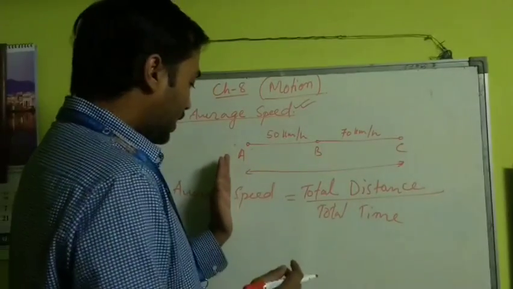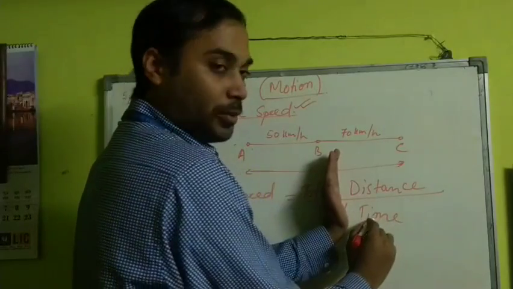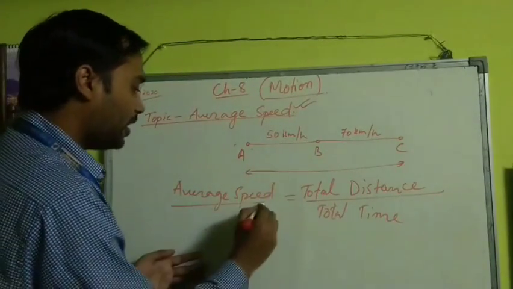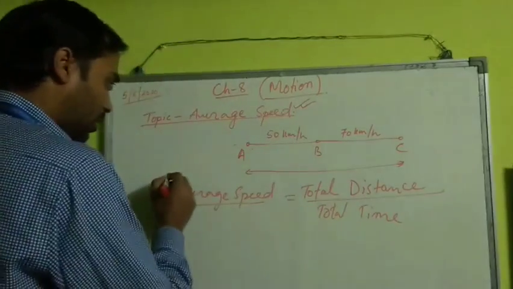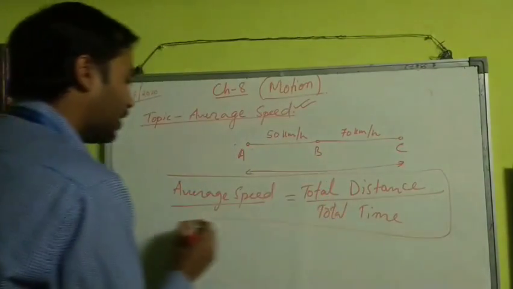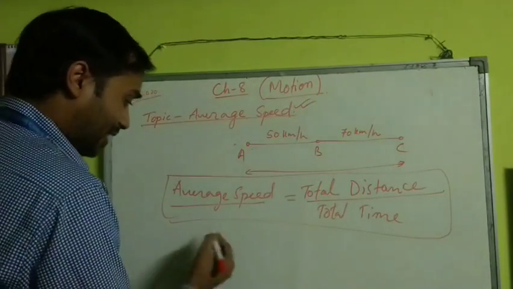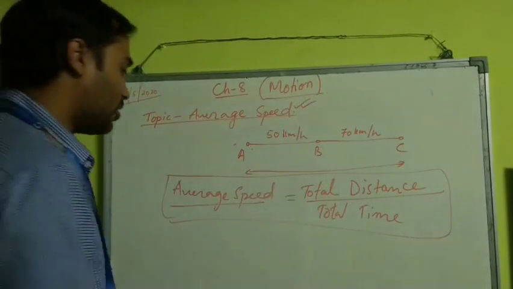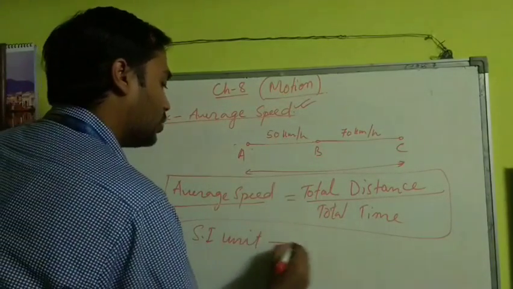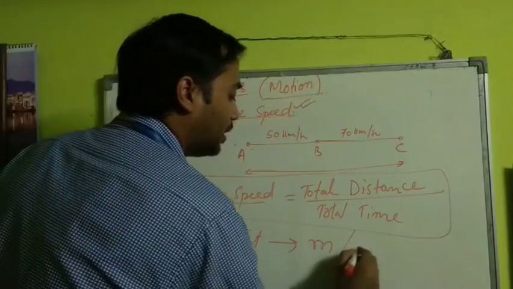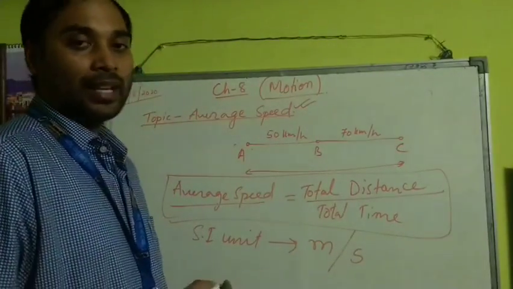If we only say speed, speed is only distance divided by time, and if we say average speed, it becomes total distance divided by total time. So this is how we calculate average speed. And the SI unit is again the same as that of speed or velocity. That is, the SI unit is meter per second. So this is how average speed is calculated.